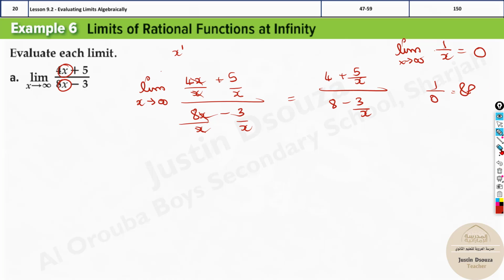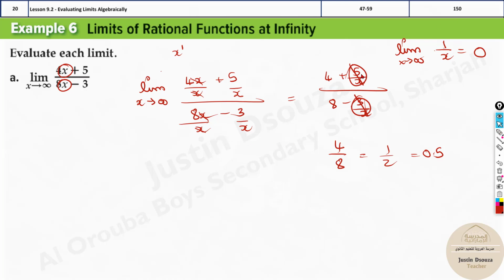So here now, what we do is, we use this rule. Okay, I shouldn't have erased that. This rule. Now we can easily eliminate this and this because they are 0 and 0. So you're remaining with 4 by 8. It'll be 1 by 2. The limit is half or 0.5. So that is how we solve it.